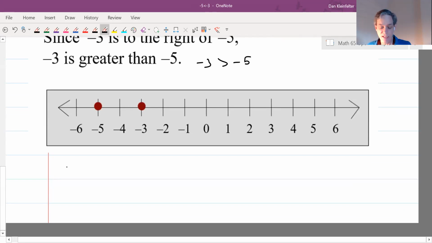Here's a couple of additional examples. Negative 10 is less than negative 8, because negative 10 would be to the left of negative 8. 4 is greater than negative 10, because 4 is bigger, 4 is to the right of negative 10. Any positive number is bigger than any negative number. Negative 6 is greater than negative 22, because negative 6 is to the right of negative 22.